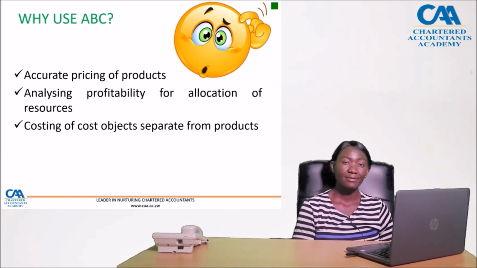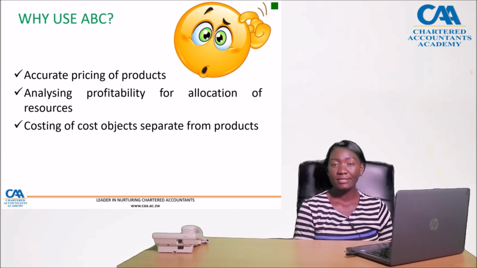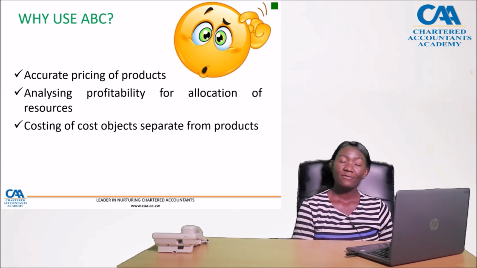So why am I hammering on pricing of products, on profitability? If I link this with your strategy, remember part of an organization's objective is to survive, for growth, and for profit maximization. So for an organization to maximize its profit, it should have minimal costs so that it achieves this objective.